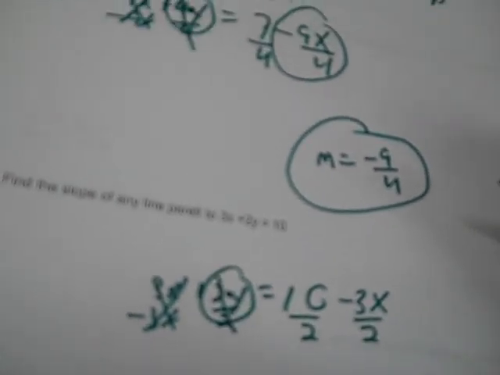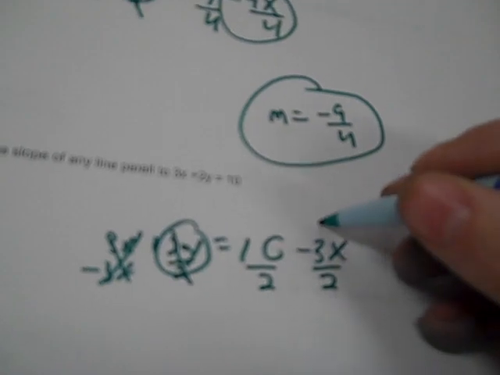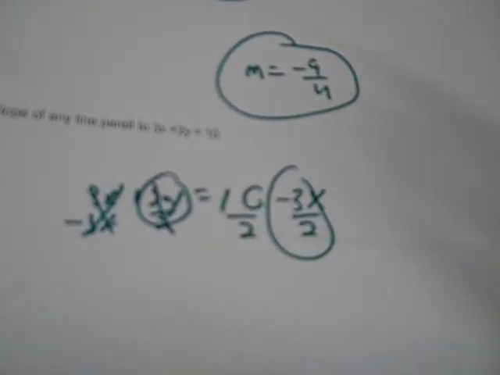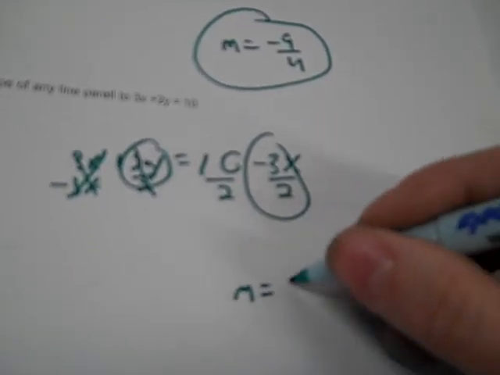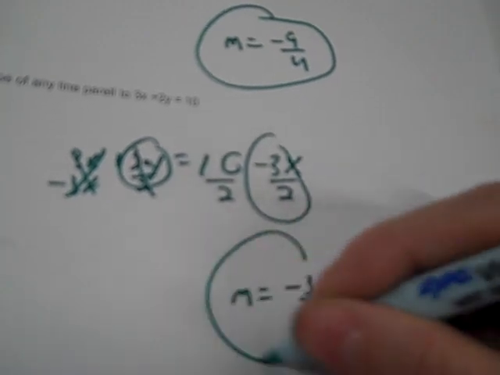But what I'm really concerned about is the slope, which is in front of the x. So that would be negative 3 halves. M equals negative 3 over 2.